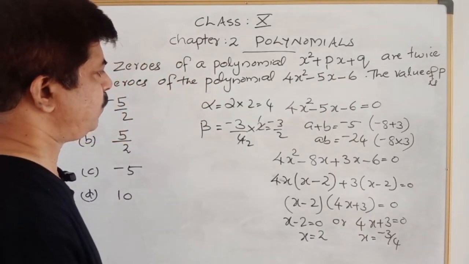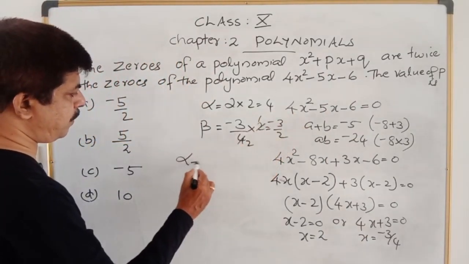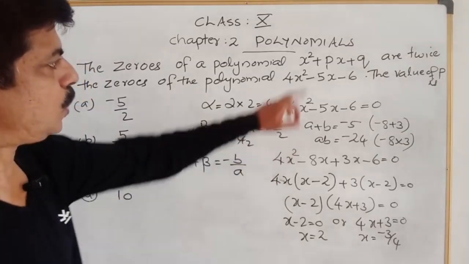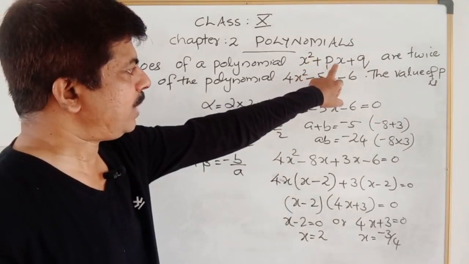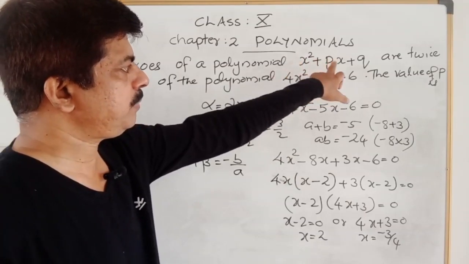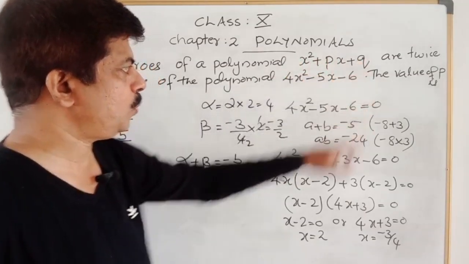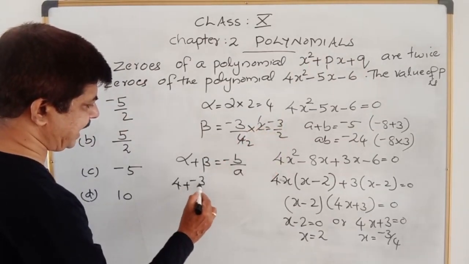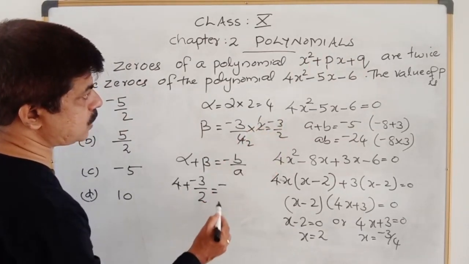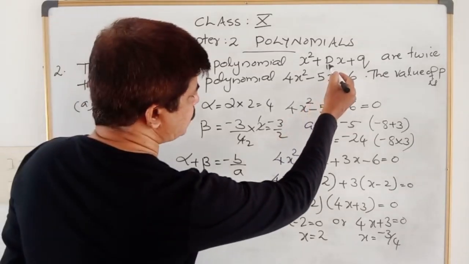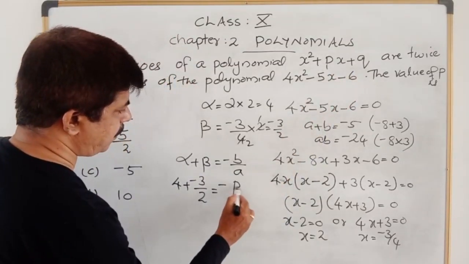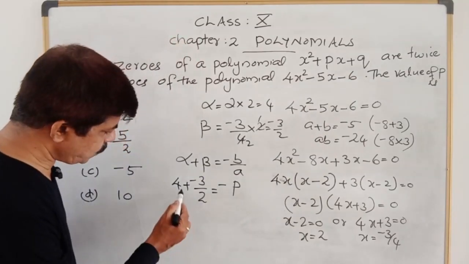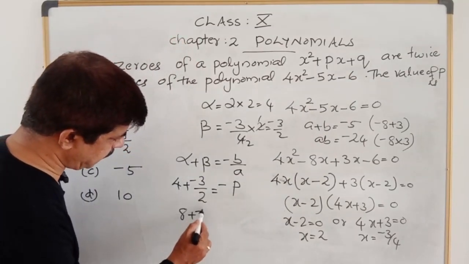So now what will be done? We know the relation alpha plus beta is equal to negative b by a. So look at this polynomial. What are a, b, c? a is 1, b is p, c is q. We substitute alpha and beta: 4 plus negative 3 by 2 is equal to minus b, and b is the coefficient of x, so minus p. We are required to find the value of p.